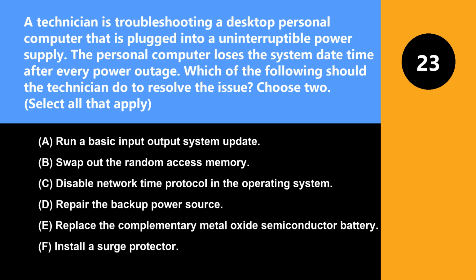Option B, swap out the random access memory. Option C, disable network time protocol in the operating system. Option D, repair the backup power source. Option E, replace the complementary metal oxide semiconductor battery. Option F, install a surge protector.